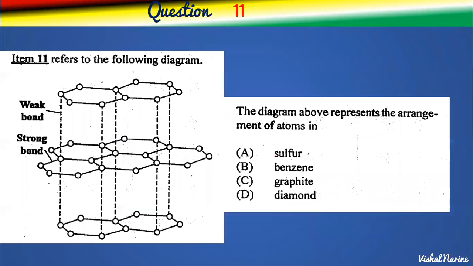Question 11. You're given a diagram and you're asked, what does this diagram represent? The arrangement of atoms in sulfur, benzene, graphite, or diamond. Just a reminder again, type the number and the letter that you're responding to. All right, that is graphite. This is a very simple question.